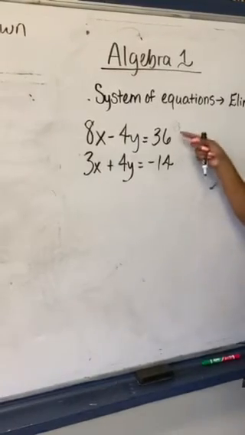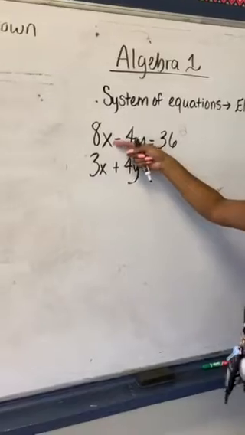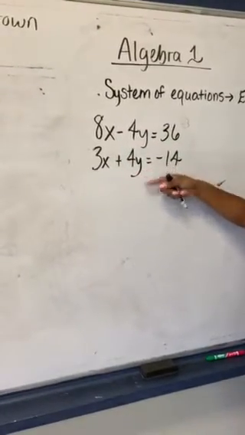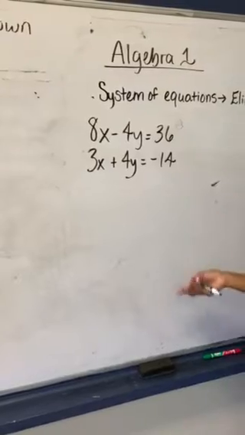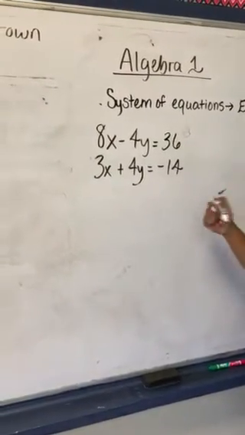I know that negative 4 and positive 4 are opposites of each other, and they're going to cancel each other out. And so the next step is to look at whether it's in column form. The x's are aligned, which is good. The y's are also aligned, which is good. The constants are also aligned. So it's easy for me to add them together. So I'm going to take my two equations and add them together.